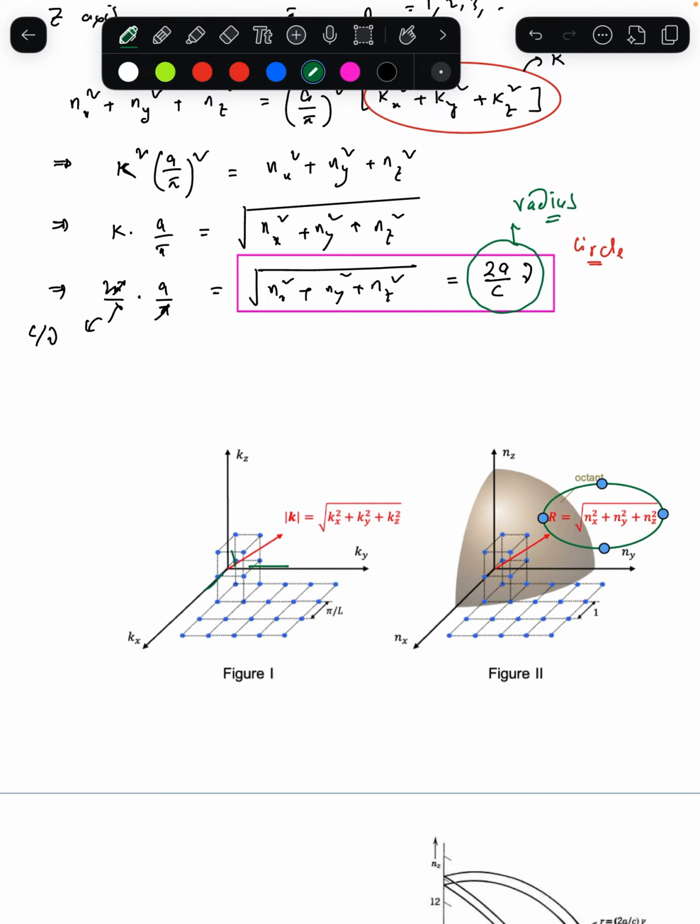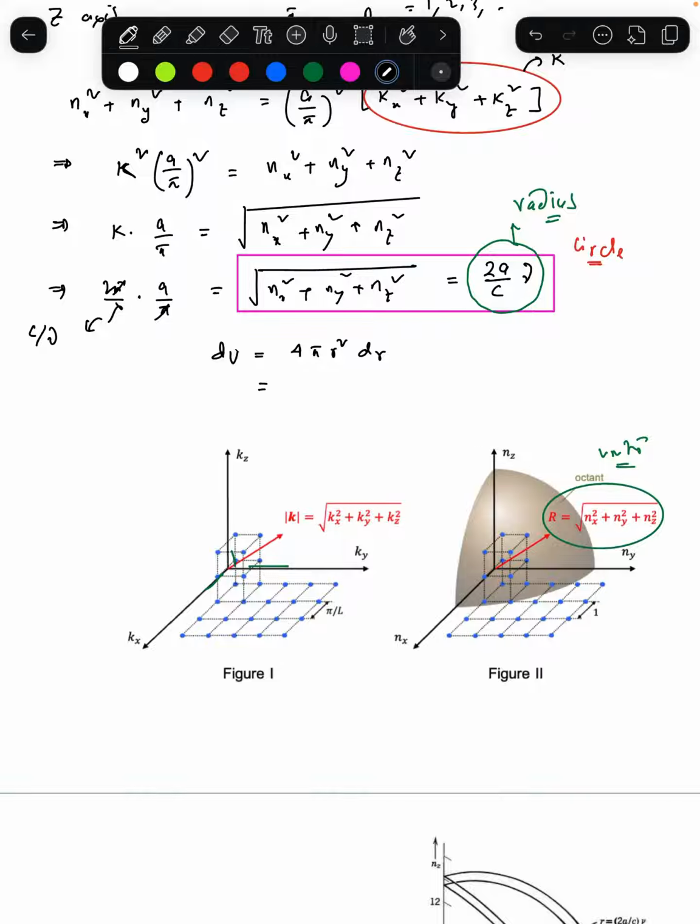Which are varying from 1, 2, 3 up to infinity. And since they are uniformly distributed, their density, the distribution of n, is unity basically. So any specific volume will give unit result, right? Now we can calculate the volume dv, which we can write as 4 pi r square dr.